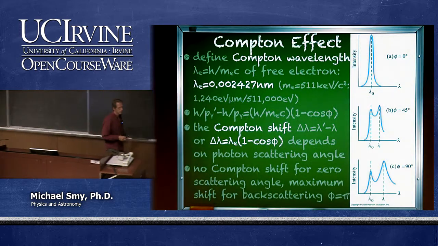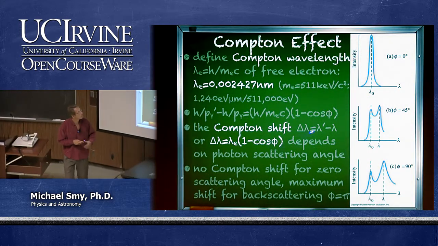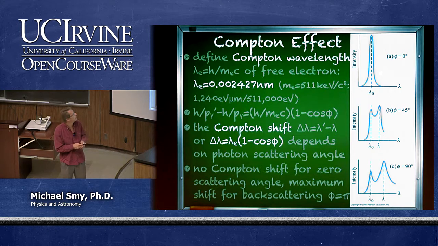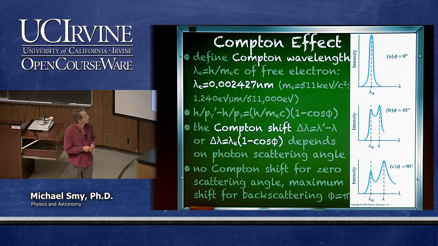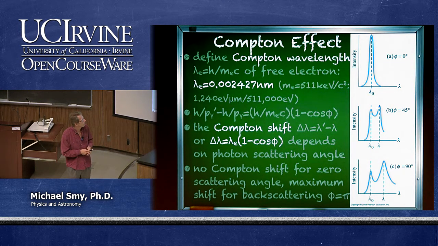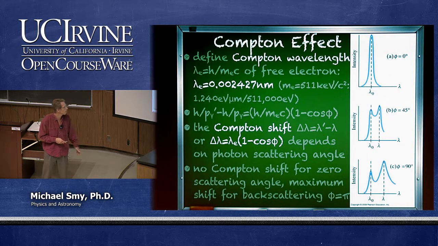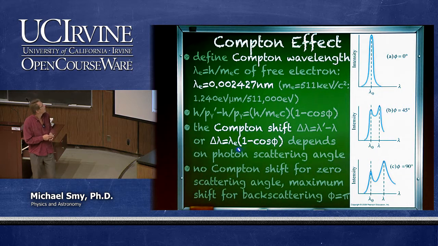So therefore, if we now look at various angles, at 0 degrees scattering angle, there is no shift at all. Then at 45 degrees, there's some shift. At 90 degrees, there's a bigger shift. And the biggest shift you will observe at 180 degrees, which is sometimes called backscattering.